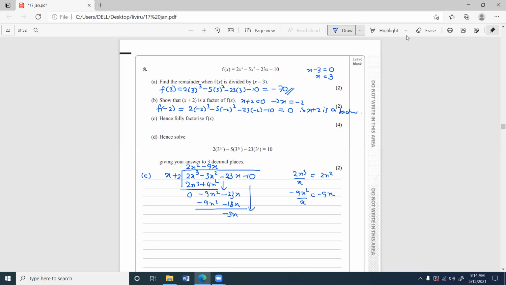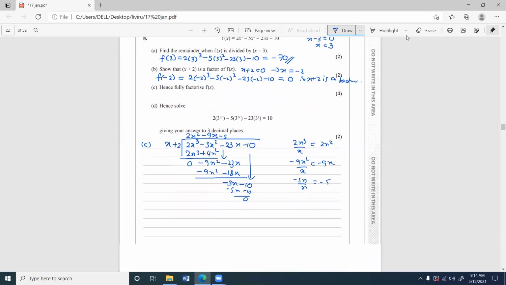Then bring this to the other side, minus 10. See how many x terms there are for minus 5. It's 5. So it turns up to minus 5 minus 10 is 0. With this, you can write the factorizing format of f(x). You know that if f(x) is divided by x plus 2, this answer means you can write f(x) as x plus 2 into the first factorized form.